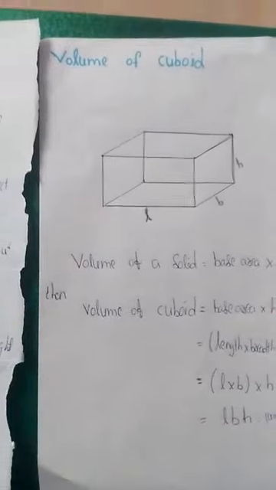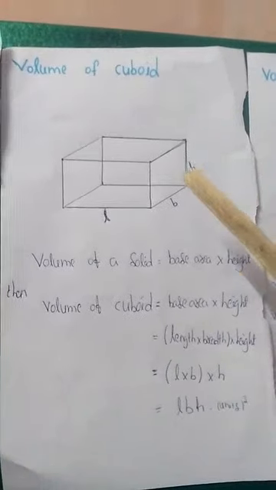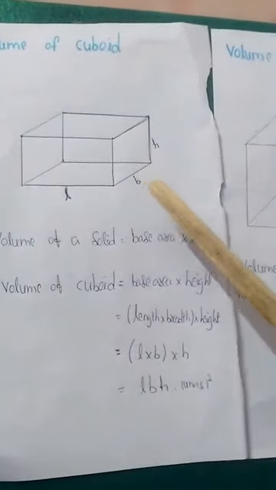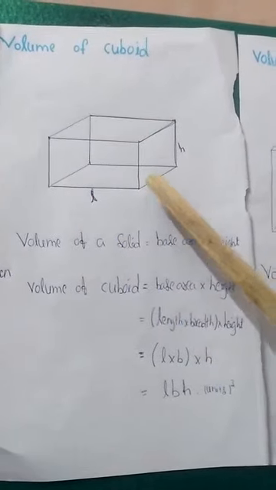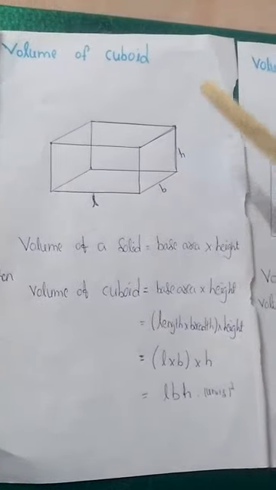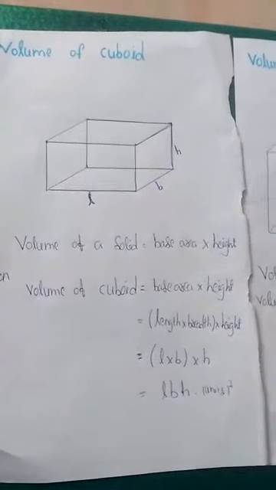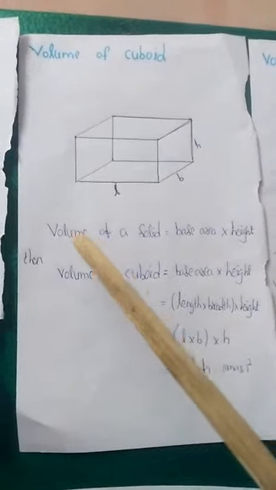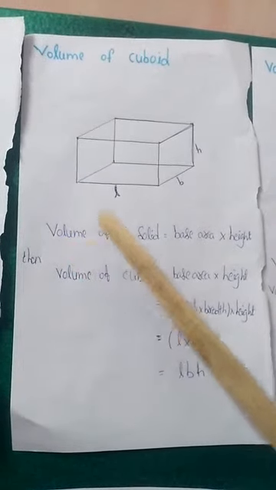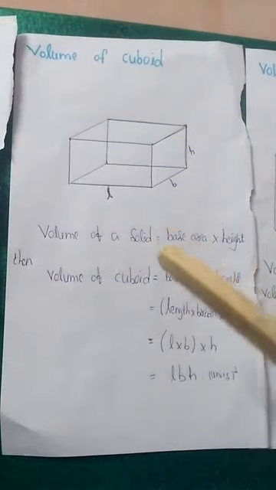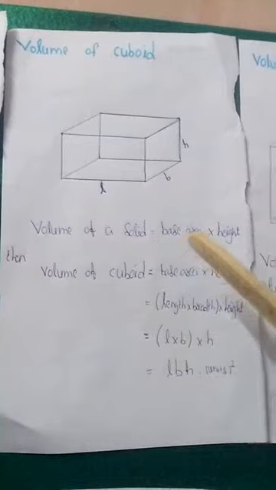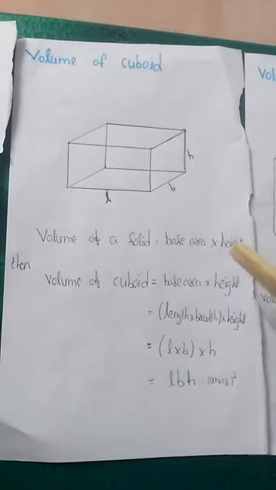First, volume of cuboid. Here I have taken one cuboid whose length is L, breadth is B, height is H. Now, coming to the next point. Volume of any solid is base area into height.